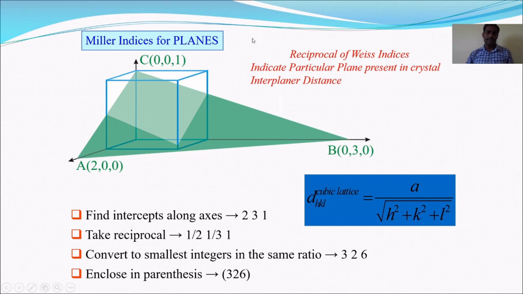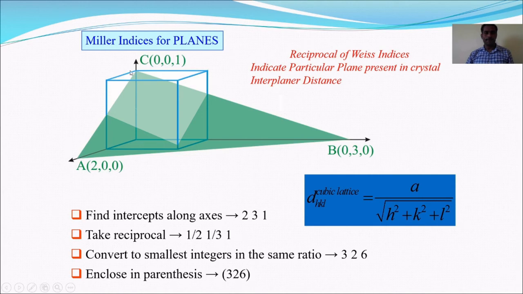In order to calculate Miller indices, we have to follow certain rules. Find the intercepts along the axes. Take reciprocals, convert them into the smallest suitable integers, and write them in parentheses, like (3 2 6).